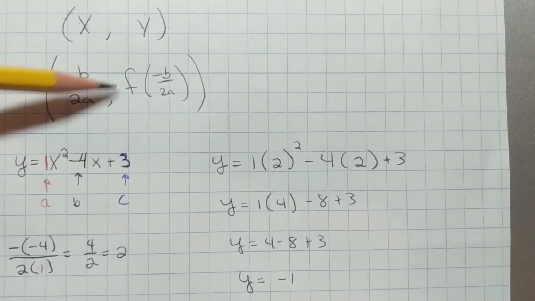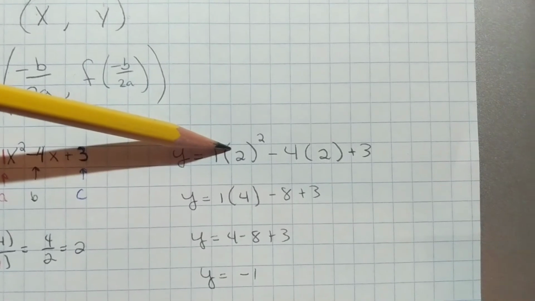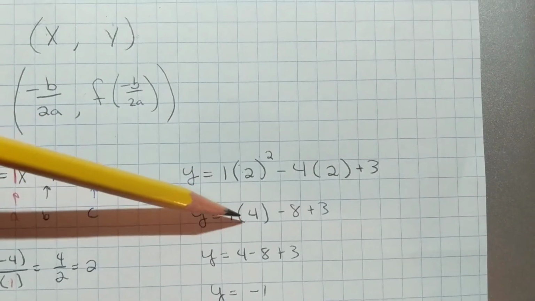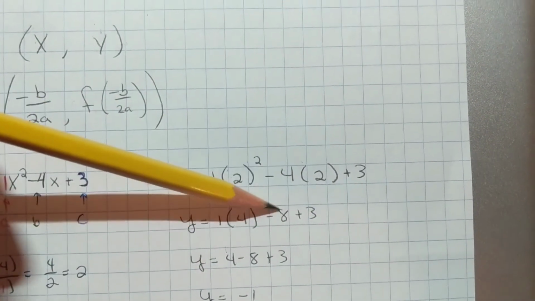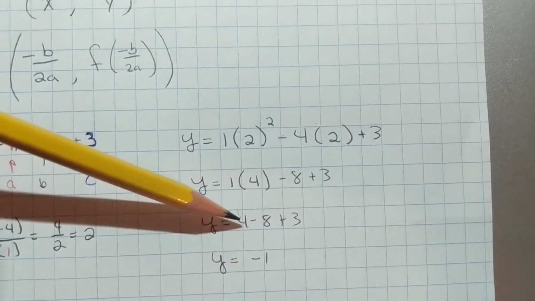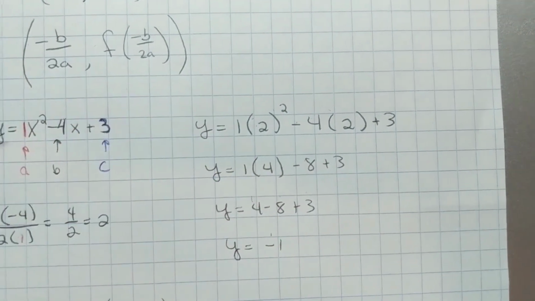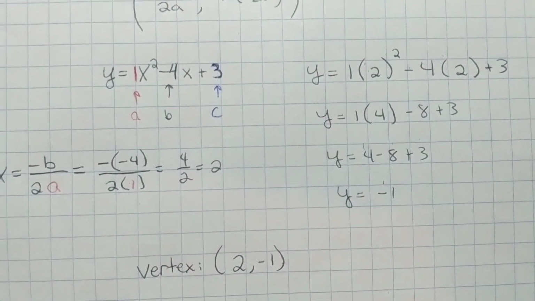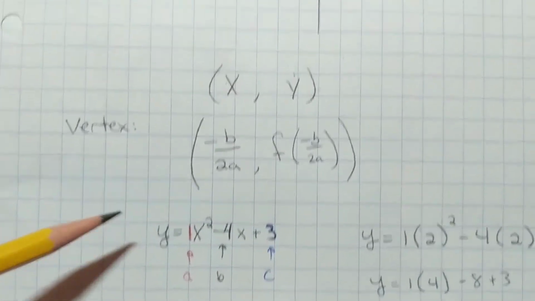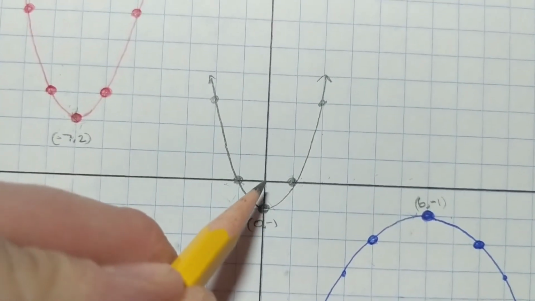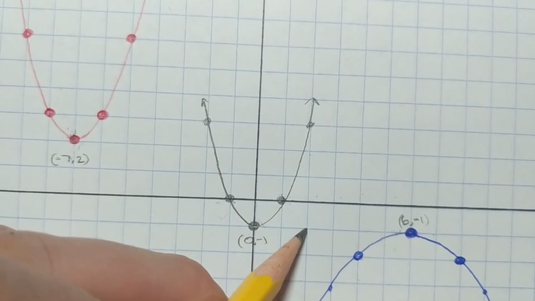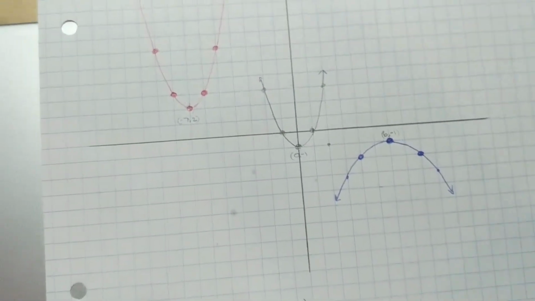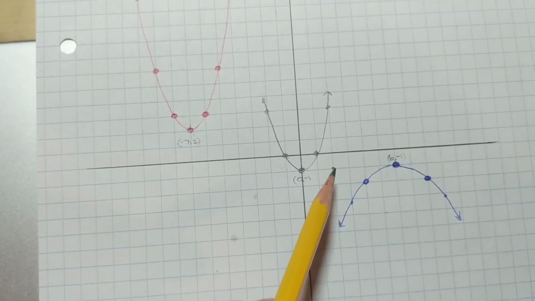So I now go to my function, and I plug in 2. 2 squared, make sure you do the exponents first, times 1 is 4. 4 times 2 is 8, it's a -8. 4 minus 8 is -4, plus 3 is -1. So I know my vertex is at 2, -1. So this quadratic here is going to have a vertex at 2, -1, and then from there, the parabola will be graphed. But right now, the only thing I want to focus on is finding that vertex.